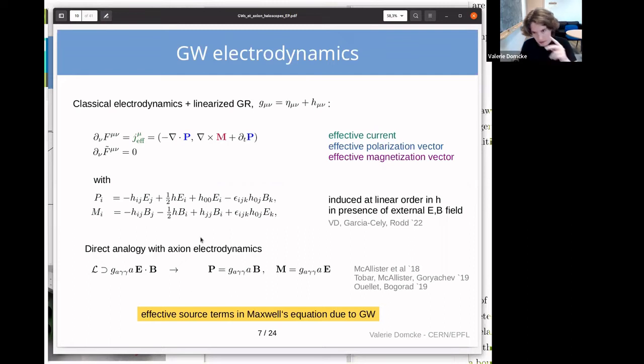And precisely this analogy is what will allow us to recast basically any axion experiment, which is based on this type of axion-electromagnetism interaction, in terms of a gravitational wave detector.